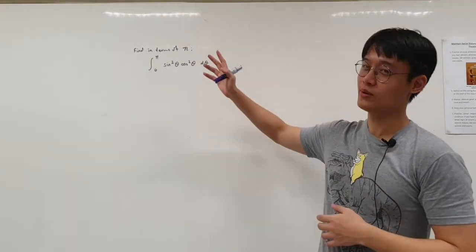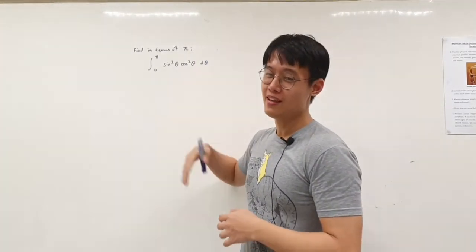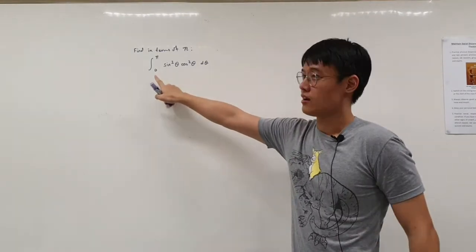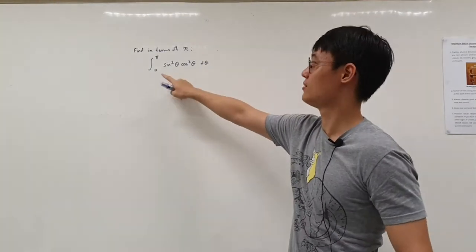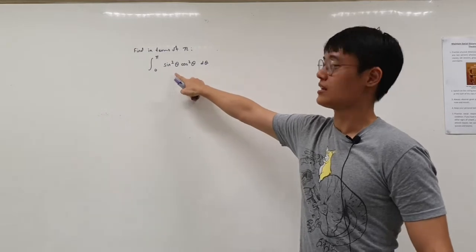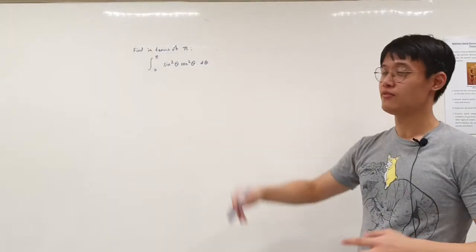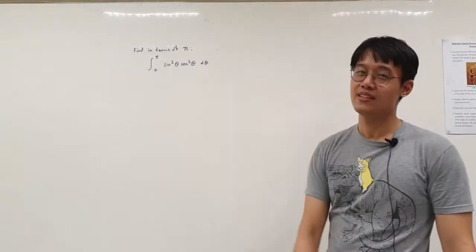So now we'll be doing some integration questions for A math. Find in terms of pi, this definite integral from 0 to pi of sine square theta cosine square theta d theta. So I'll give you 5 minutes to do this question.